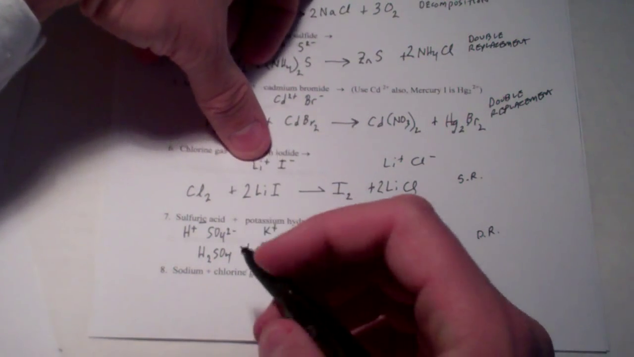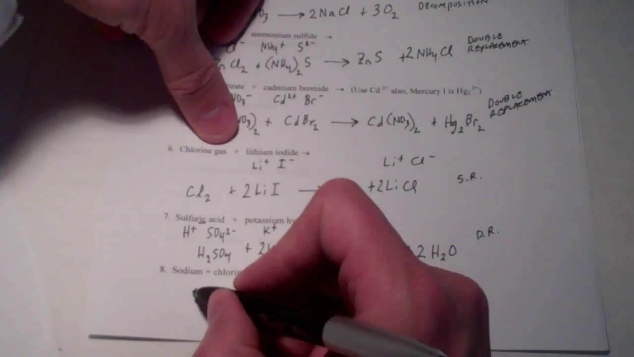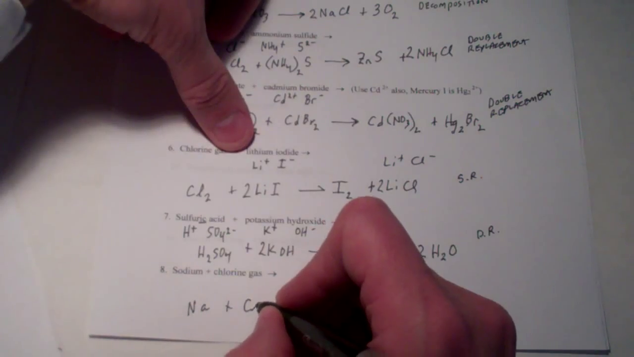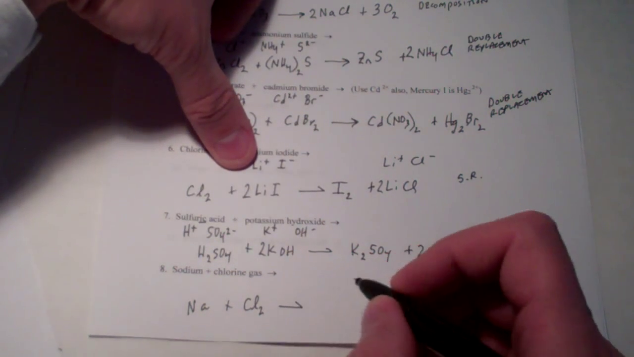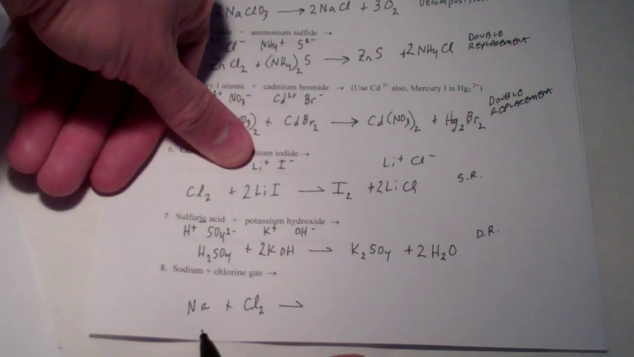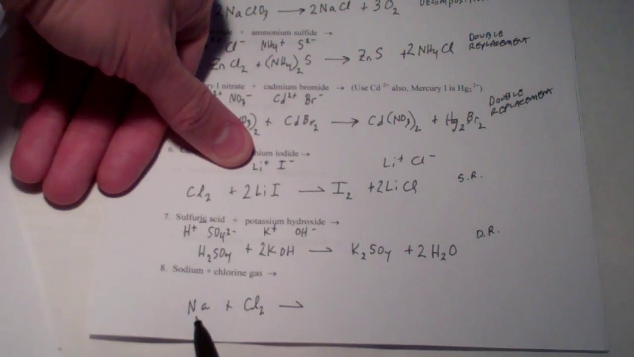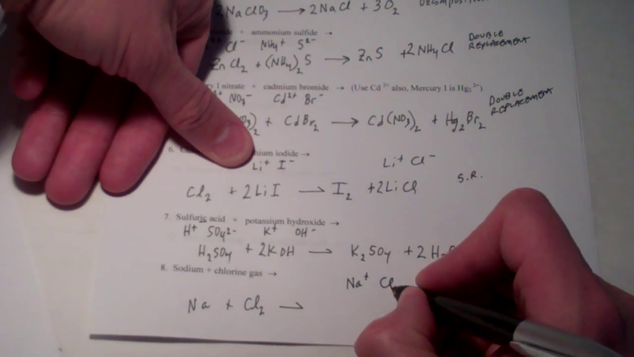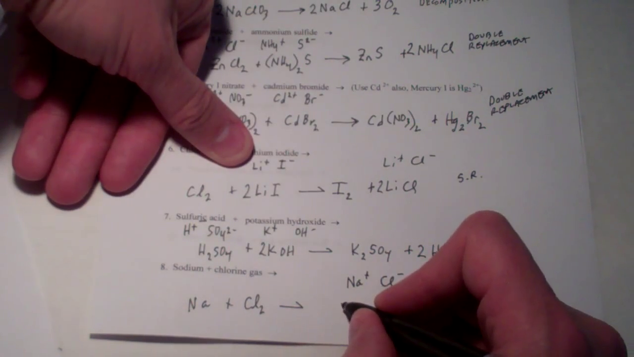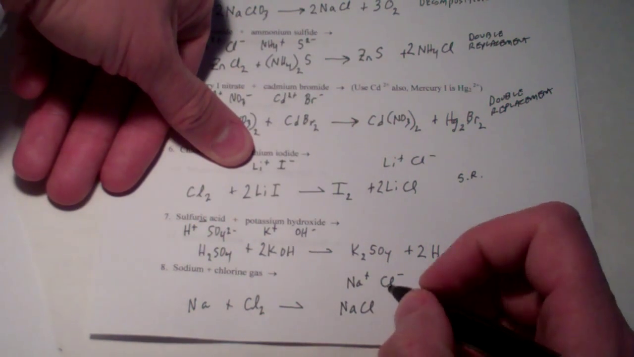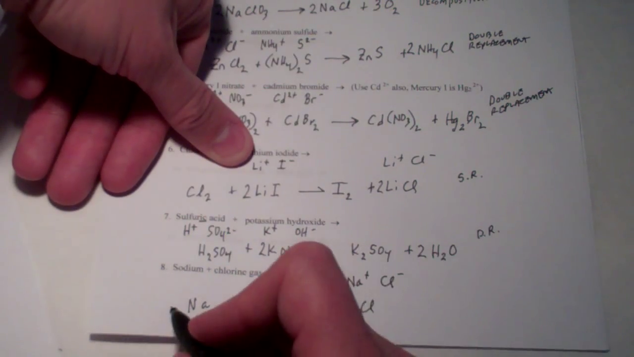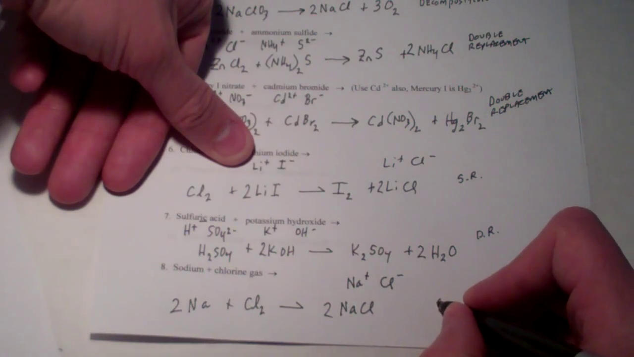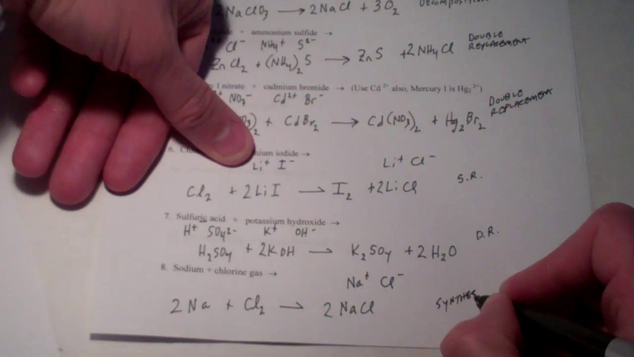Okay, number 8. Let's see, we have sodium. Elemental sodium is Na. Chlorine gas, it's a diatomic element, Cl2. So we have another synthesis reaction, like we did with number 1. When sodium forms an ionic bond, it has an oxidation number of positive 1. Chlorine, in this case, negative 1. So we have NaCl. We'll put a 2 in front of the NaCl and a 2 in front of the sodium. Once again, this was an example of a synthesis reaction.